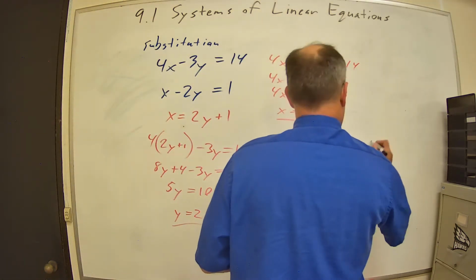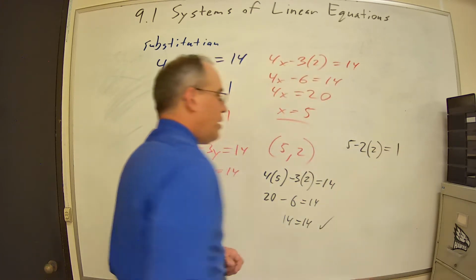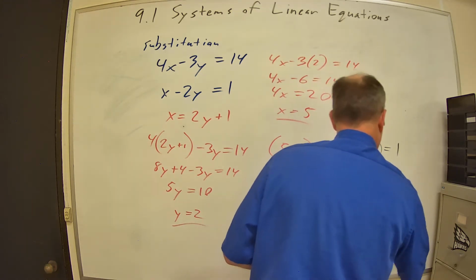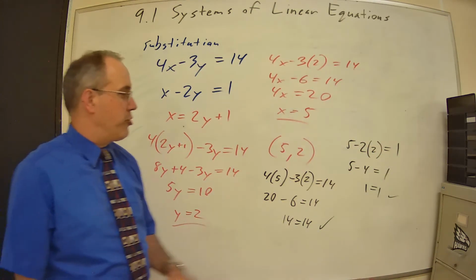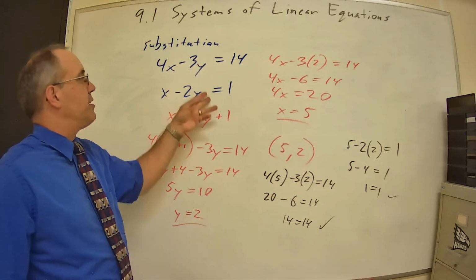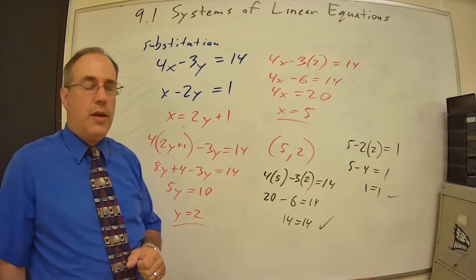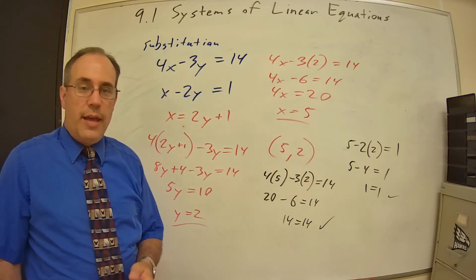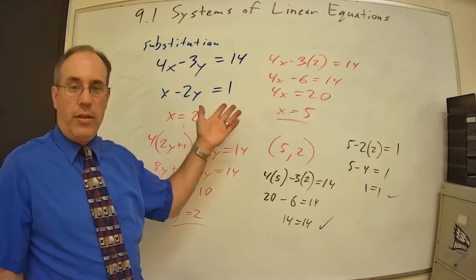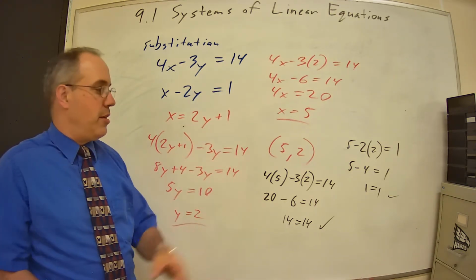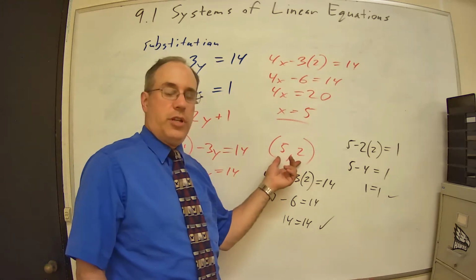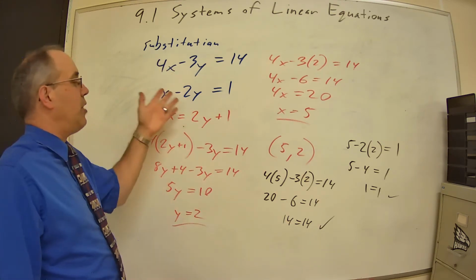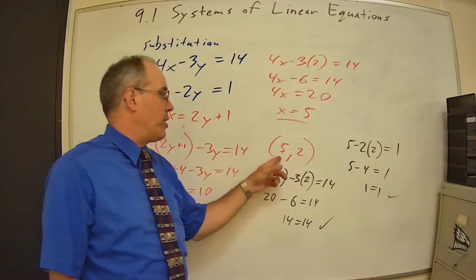5 minus 2 times 2 is equal to 1. 5 minus 4 is equal to 1. 1 is equal to 1. Check. So 5, 2 is a solution to both of these equations, and therefore it's a solution to this system of equations. And notice that we have a consistent system. There is one solution. 5, 2 solves this system. So basically these two lines intersect at the point 5, 2.